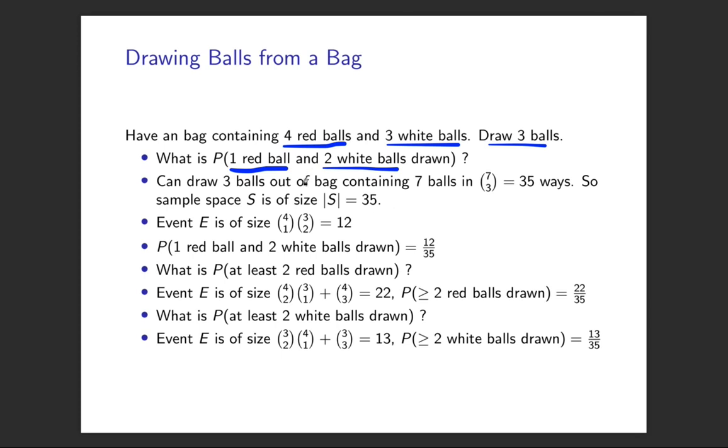And our event E: now if we draw a red ball, then there's 4 red balls initially. So it's 4 choose 1 ways that we could choose a red ball. And then the white balls, there's 3 white balls, and we want to choose 2 of those. So it's 3 choose 2 ways we could choose those. And we don't care about the ordering, right? So we can just multiply that up, and that gives us 12. So the probability of 1 red ball and 2 white balls is 12 over 35.